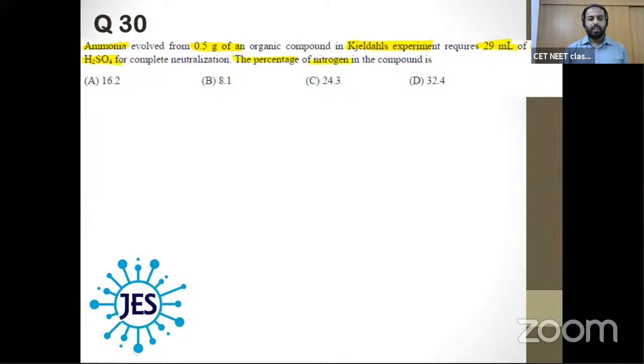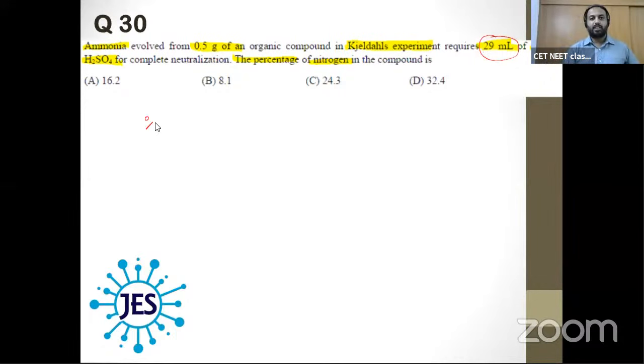Now, let's understand the problem. Let me take a pen and highlight it. See, this is Kjeldahl's experiment where you are given the volume of sulfuric acid. As I said earlier, if the volume of acid is known, which formula will you use?